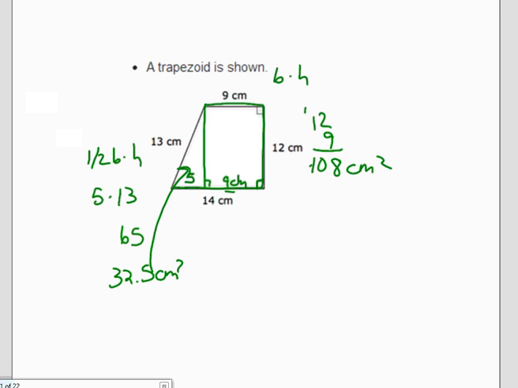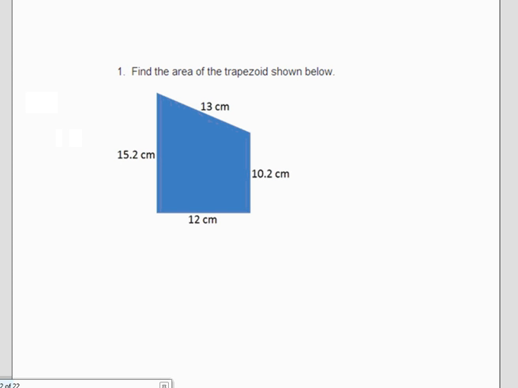That is my triangle. So I take my 108, I add it to my 32.5, and I have 140.5 centimeters squared for my trapezoid. Okay? All right, one more shape. So find the area of this trapezoid, and then come back and check.